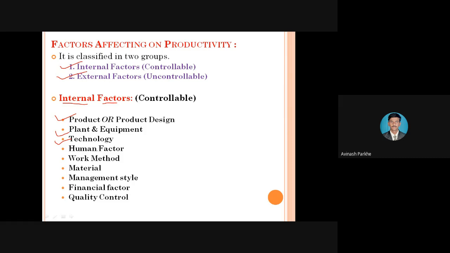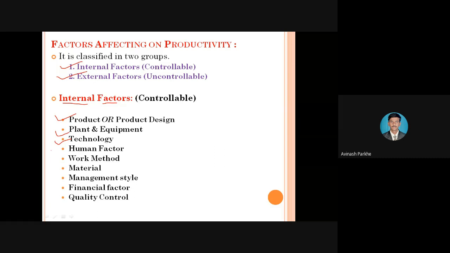That means technology also plays a very important role in order to achieve maximum productivity, and it is also in your hand. It is an internal factor, it is controllable. Which type of technology is used in the industry is in your hand. We have to decide that, or the management or the particular supervisor has to decide whether we have to use the advanced technology or the old technology.